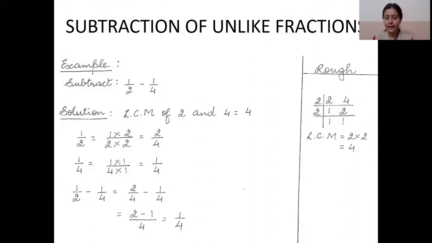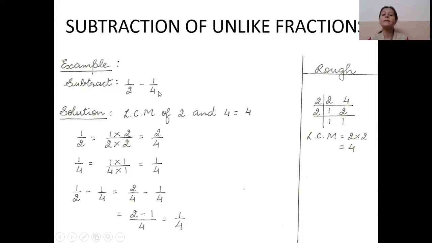Now next, children, we'll do subtraction of unlike fractions. As for the addition of unlike fractions, we were converting first of all unlike fractions into like fractions. Similarly, in case of subtraction of unlike fractions also, first of all, you will convert your unlike fractions into like fractions by finding out the LCM of the denominators. Okay, look at this example, beta. It will become more clear to you.